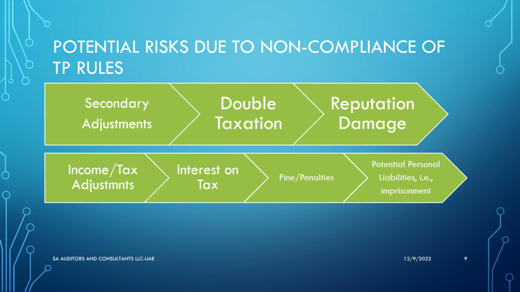Income and tax adjustments they can make. And if they increase the tax liability, then you have to pay interest on such tax payable as well. Fines and penalties can be imposed by the tax authority. Potential personal liabilities, that is imprisonment. The MD or manager or director, whoever is in charge of the company, can be punished with imprisonment in jail.